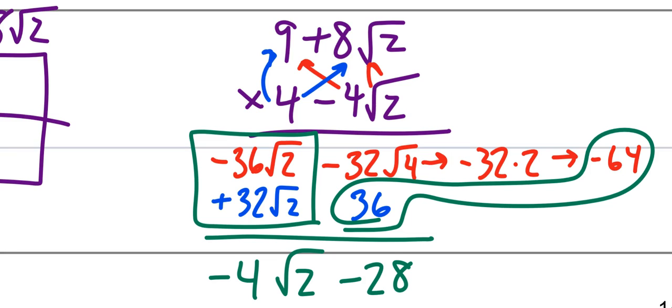Now I know like terms. Wait, so this right here, you got it. This is, oh, so that should be 32 radical 2. So these should be like, that's 32 radical 2. These I can add together. These I can add together.